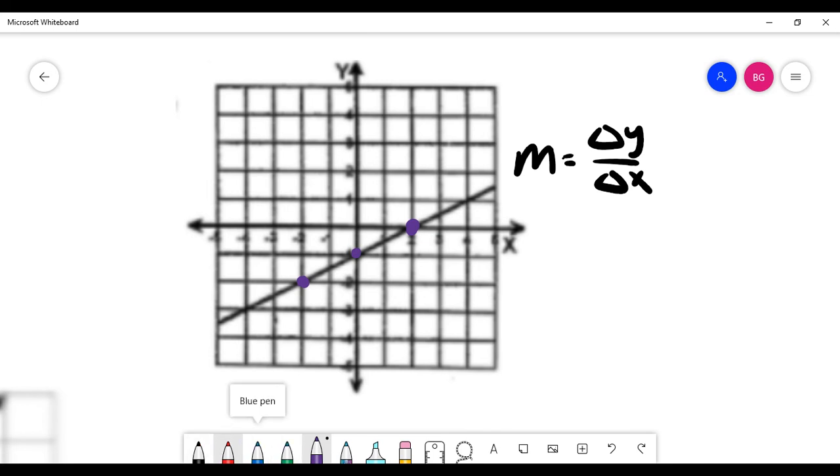So I'm going to make my triangle again. I'm going to do my change in x in red again. I'm going to do my change in y in blue. I'm going to connect those 2 points. I'm going to make those go. So remember, my change in y is blue.